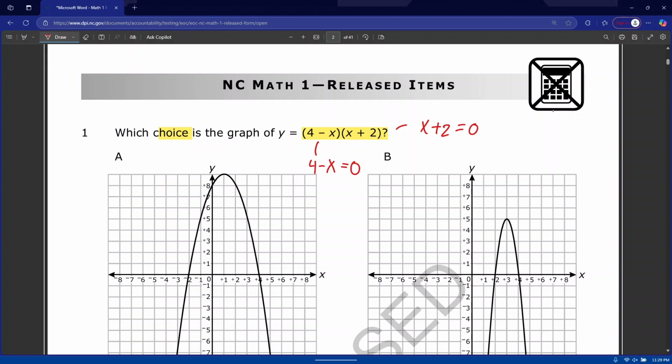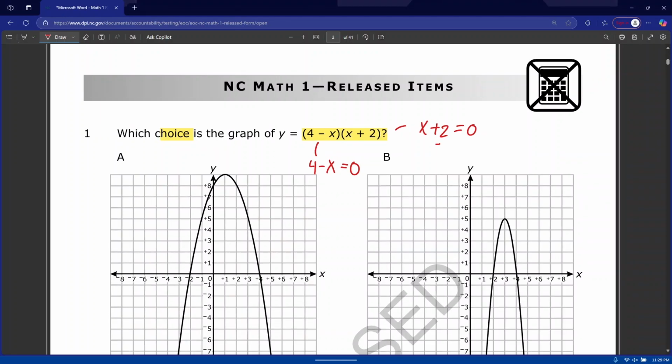We have to solve for x, that is a positive x. So for x plus 2, we just subtract 2, and we get x equals negative 2. And for this one, we also subtract, but we subtract 4. We are left with a negative x. So negative x equals negative 4. But we do not want this negative in the equation. So what do we do? We divide by negative 1 on both sides. So we are left with x equals 4.